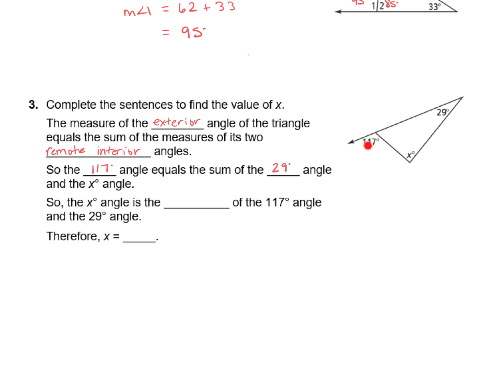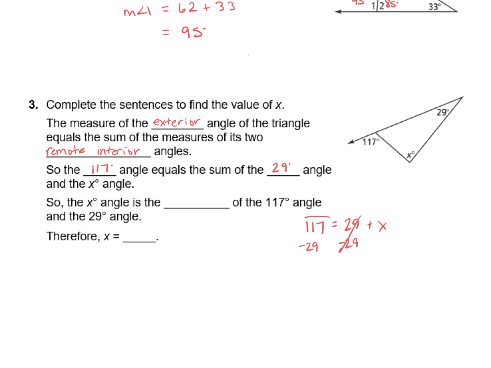So here's our exterior angle. It's going to equal the sum of 29 plus x. It's opposite remote interior angles. If we look at that just off on the side as an equation, we're saying that 117 is equal to 29 plus x. To solve for x, we would subtract 29 from both sides.